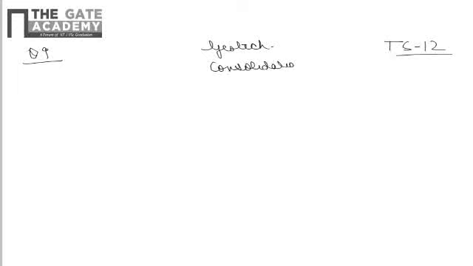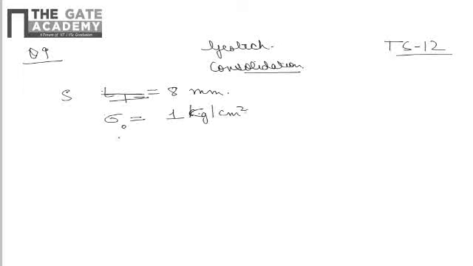Question number 9 of test series 12 is from Geotech, from the chapter of consolidation. In this question, it is given that a normally consolidated clay settles equal to 8 mm when pressure is increased from sigma naught, which is 1 kg per centimeter square, to sigma 1 as 3 kg per centimeter square.